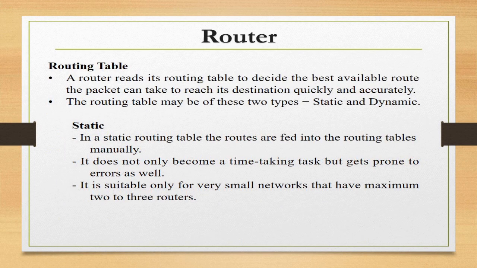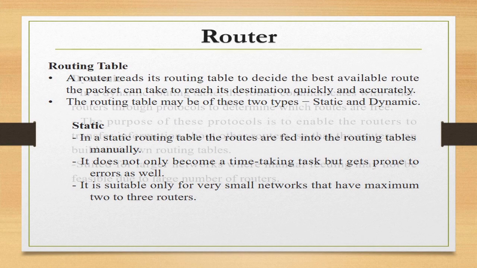Routing table. A router reads its routing table to decide the best available route the packet can take to reach its destination quickly and accurately. Routing tables are of two types, static and dynamic. Static: in a static routing table, the routes are fed into the routing table manually. It becomes a time-taking task and is also error-prone. It is suitable only for very small networks.